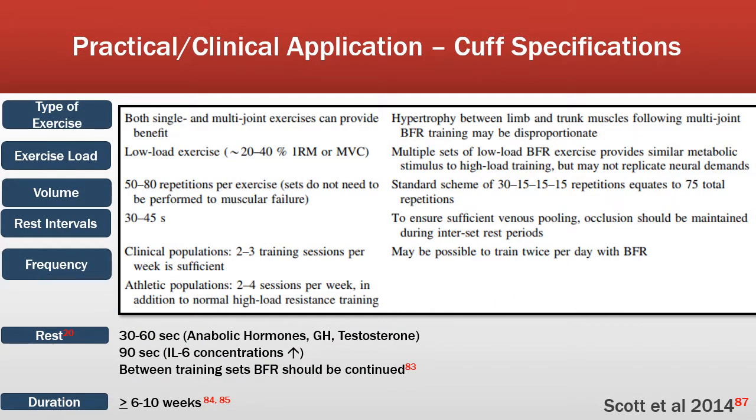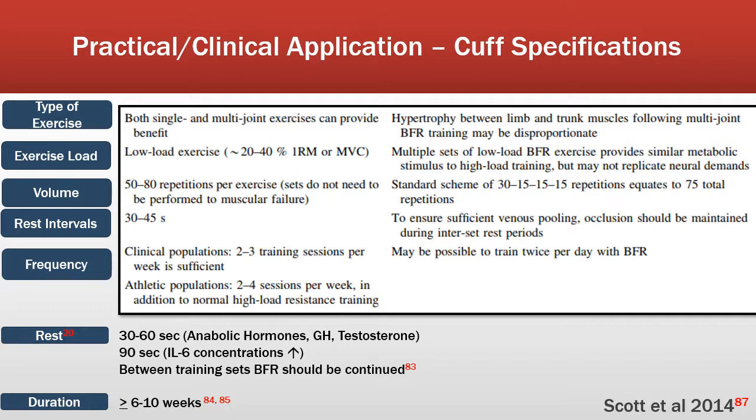Okay, so type of exercise: single or multi-joint exercise. Low load, 20 to 40% is optimal. Volume, 50 to 80 repetitions, right? It's metabolic demand, not mechanical tension input that we're putting, that is going to get these individuals the hyperbolus endorphin response and hormonal response that will allow for the adaptations.